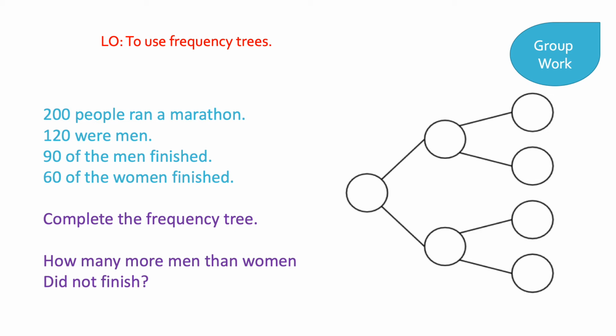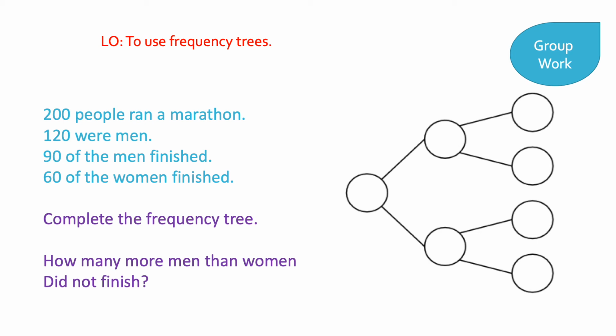And again, the skill here is about reading the question, really understanding it. So you'd have some time to do that. A 200 would go in the very left-hand side. That's then got to be broken down into men and women. Well, we know that 120 were men, so therefore 80 had to be women.